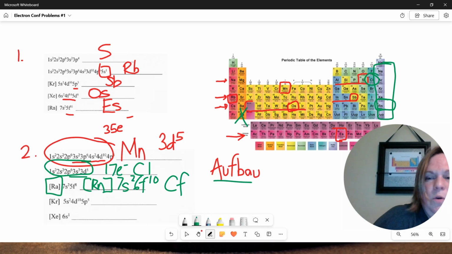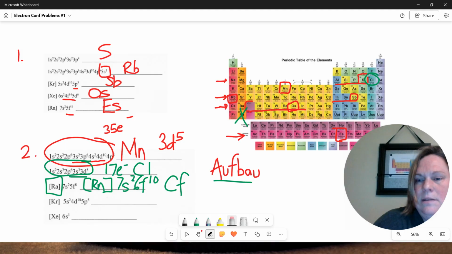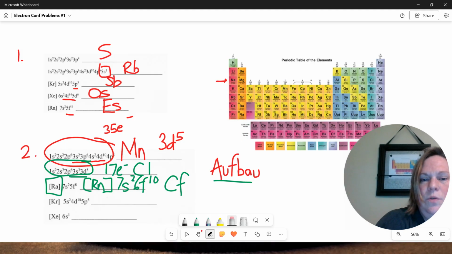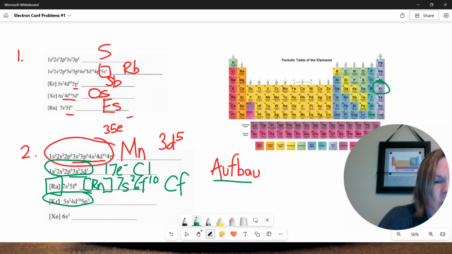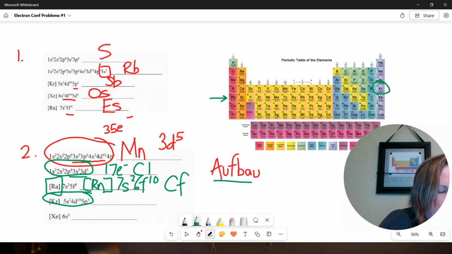Let's look at the next one. We have krypton. Krypton is a noble gas, so they are following the shorthand correctly. Krypton is found right here, and that has 36 electrons. If we add up everything that we have here, after krypton, we are going to fill up the 5s, so we're right here. Then we're going to fill up the 4d, and then the 5p. So this is actually correct. This is iodine with 53 electrons, and this is correctly written.